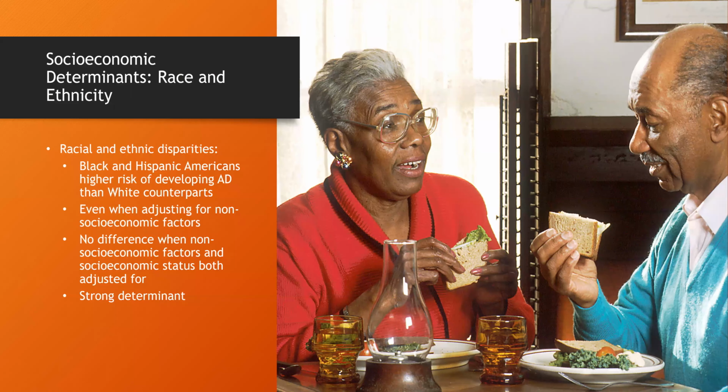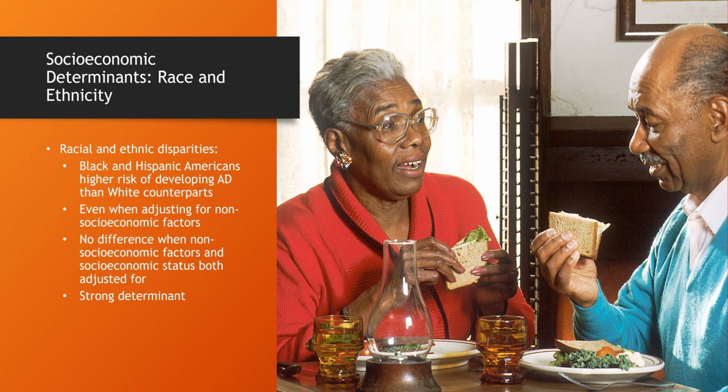As with health in general, socioeconomic status is a determinant of Alzheimer's disease. As with many other diseases, racial and ethnic disparities for the risk of developing Alzheimer's disease and other dementias have been found, with Black and Hispanic Americans having a higher risk than their white counterparts. This is such a strong difference that it persisted even after adjusting for non-socioeconomic factors. Yet it was eliminated after also adjusting for socioeconomic status. This tells us just how strong of determinants race and ethnicity and socioeconomic status are.